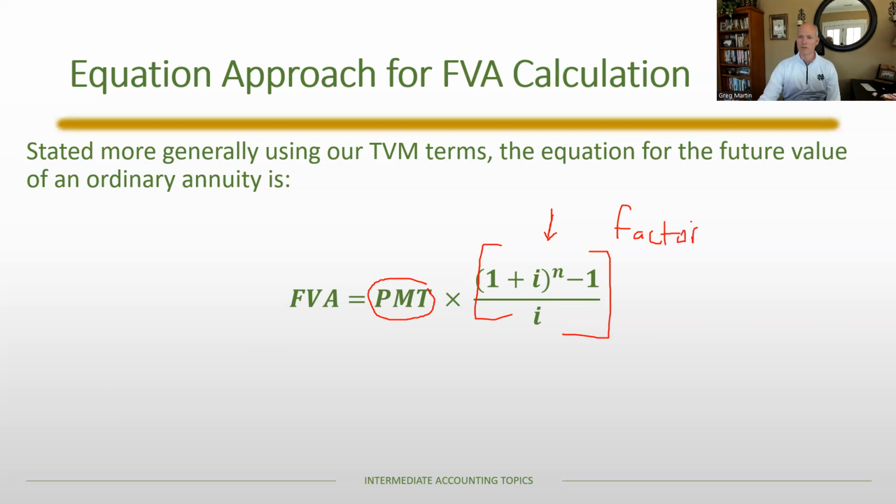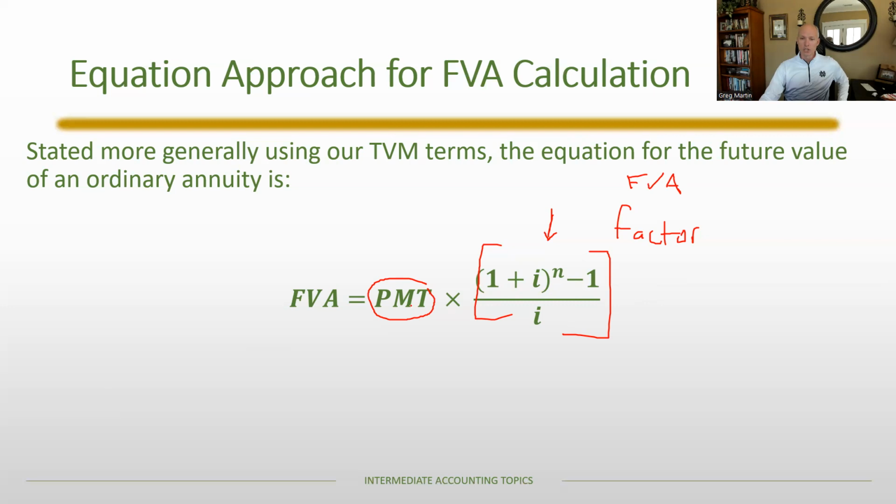If I can do it, right? So the FVA factor. So that is the FVA factor. When we see a factor table and we wonder where did those numbers come from, it's right here. This is where those factors come from: 1 plus I to the nth minus 1, divided by I. That is where the factors come from.